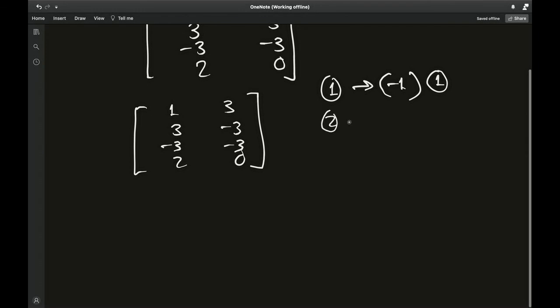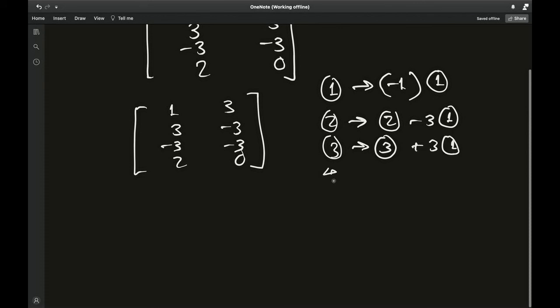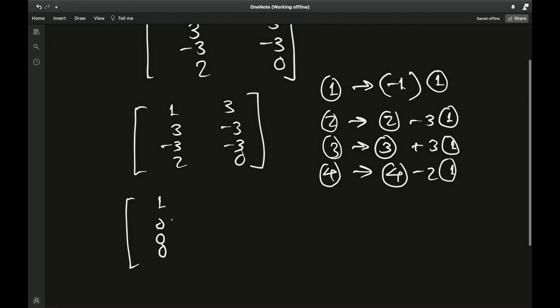So we can change row 2 to row 2 minus 3 times row 1, row 3 to row 3 plus 3 times row 1, row 4 to row 4 minus 2 times row 1, and that's when we get 1 0 0 and 0. But here we have 3, -12, 6 and a -6.